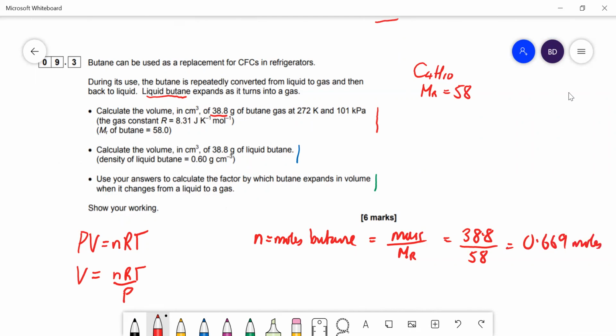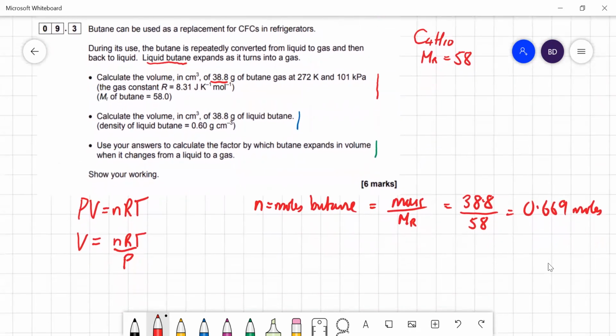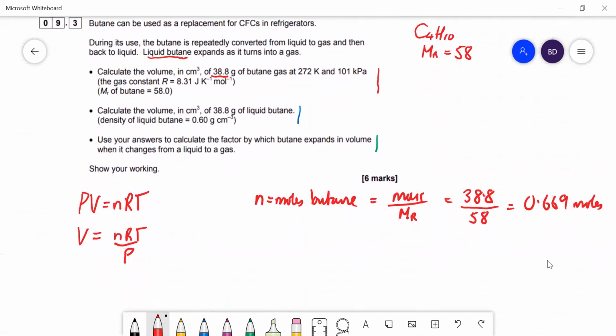Right, now before we put anything into our ideal gas equation, we've got to remember the units. This is where all the mistakes are made in the ideal gas equation. So this volume is going to be in meters cubed, so we're going to have to convert it. We want centimeters cubed at the end. The temperature is in Kelvin, so we're okay because we've already got that in Kelvin. But this pressure, we have to be careful. That's 101 kilopascals. That needs to be in pascals, not kilopascals.